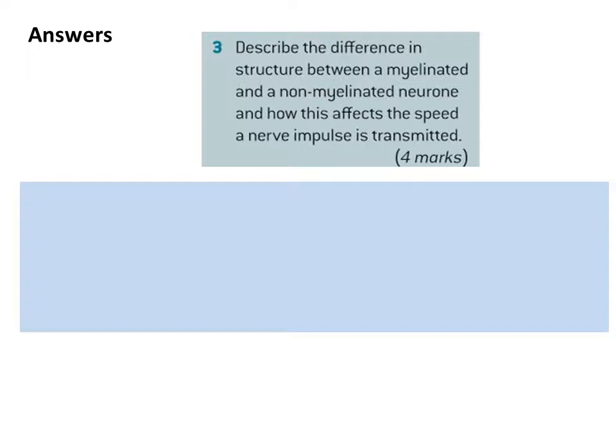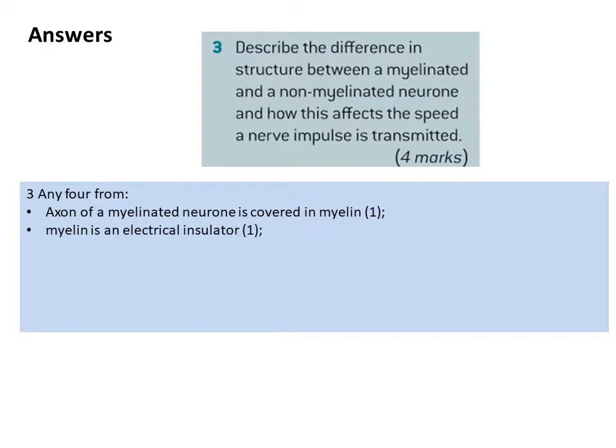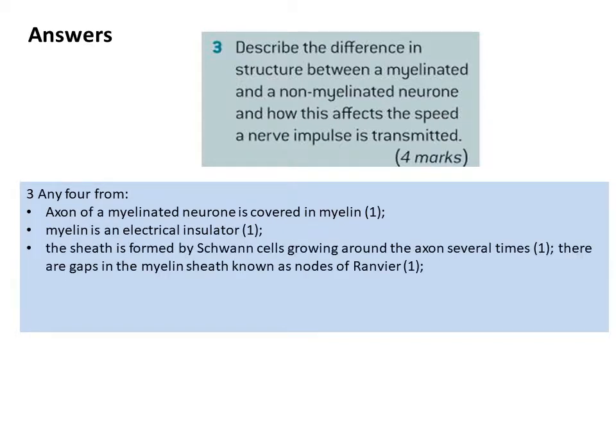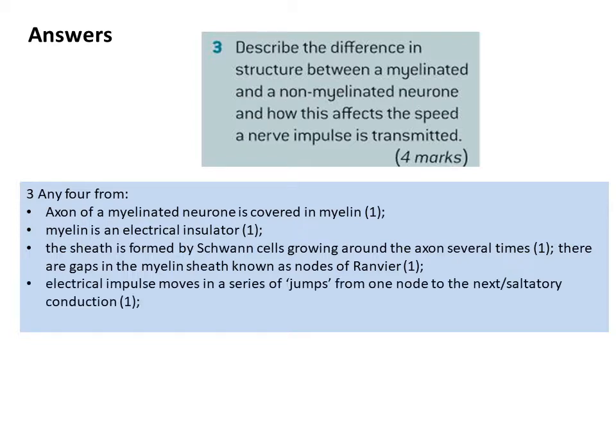And describe the difference in structure between a myelinated and a non-myelinated neuron and how this affects the speed a nerve impulse is transmitted. So any 4 from: the axon of a myelinated neuron is covered in myelin. Myelin is an electrical insulator. The sheath is formed by Schwann cells growing around the axon several times. There are gaps in the myelin sheath known as the nodes of Ranvier. And the electrical impulse moves in a series of jumps from one node to the next, which is known as saltatory conduction. Impulse is transmitted much faster than in an unmyelinated neuron.